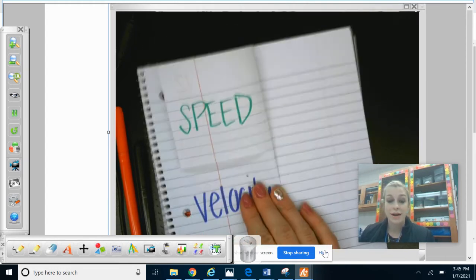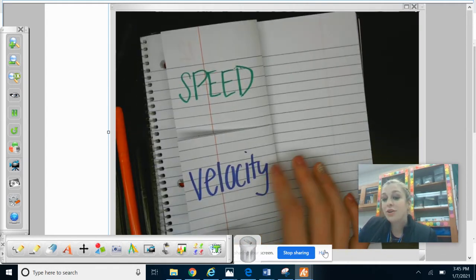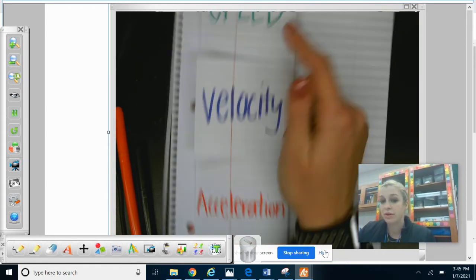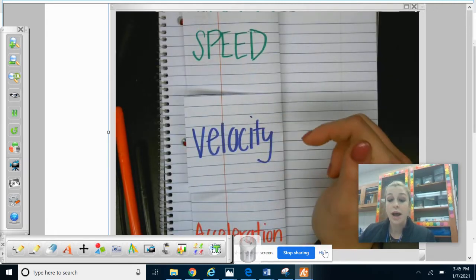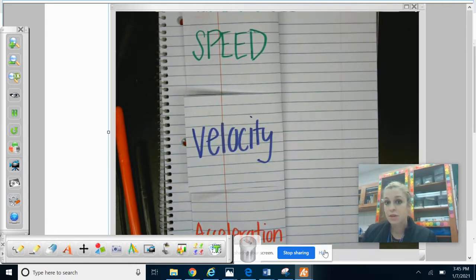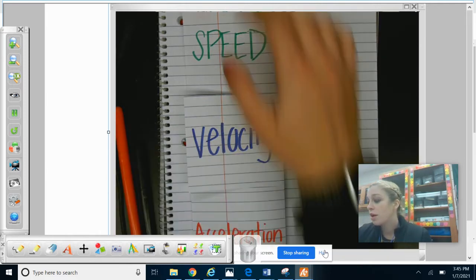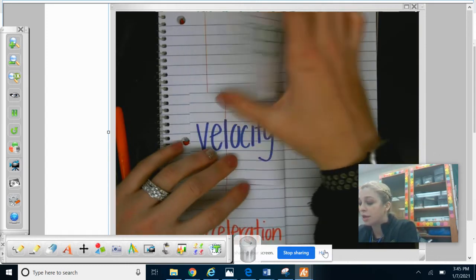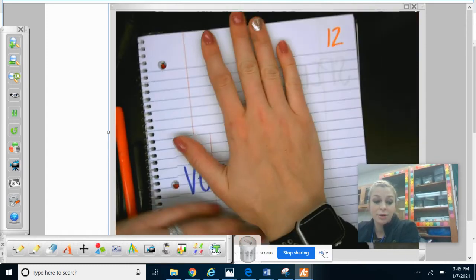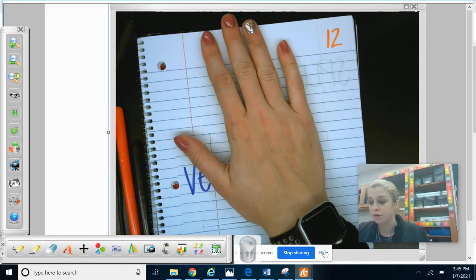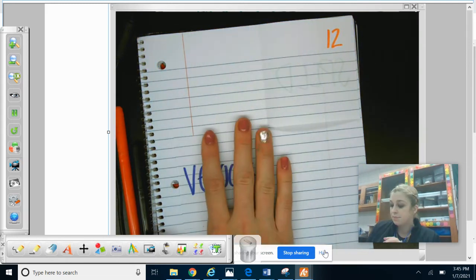All right, once you have it set up, we are going to define these 3 words. You need to know how they are different. Each of these words has a very different meaning, and sometimes you confuse all 3 of them. So behind each flap, we are going to put the definition, and we're going to put an example for each word. So let's start with speed.